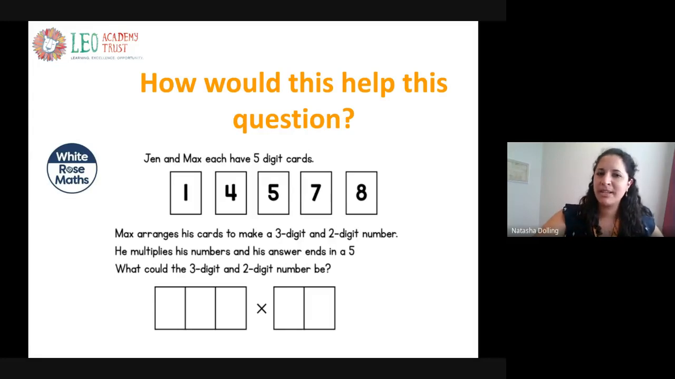I'm just going to give you 2 minutes to read it to yourself and think about what the children need to know in order to do this question successfully. I'll just give you 2 minutes.